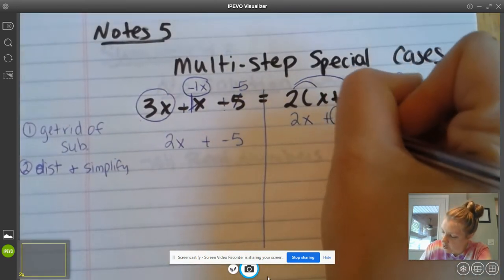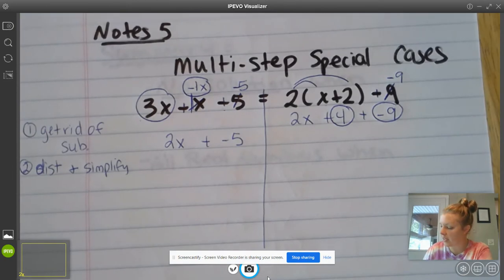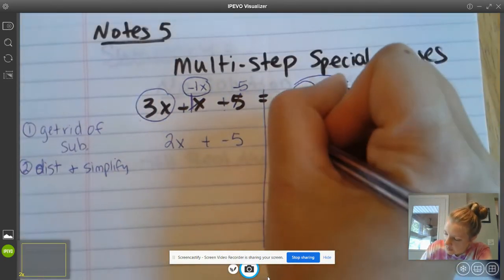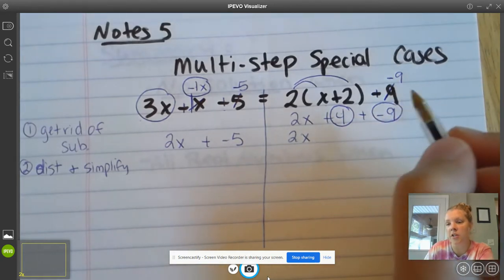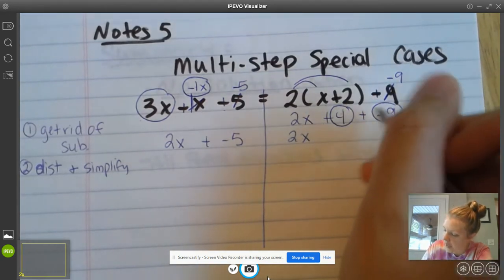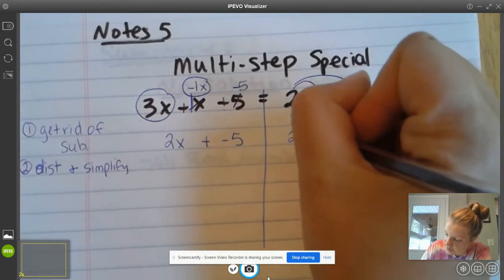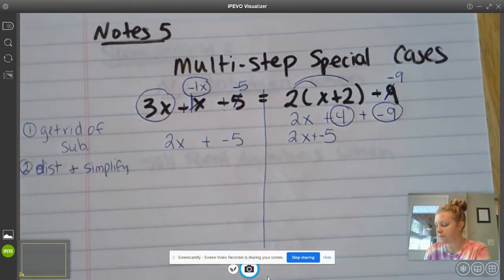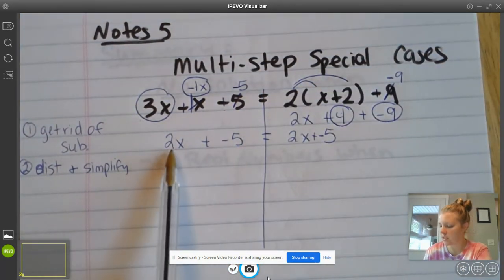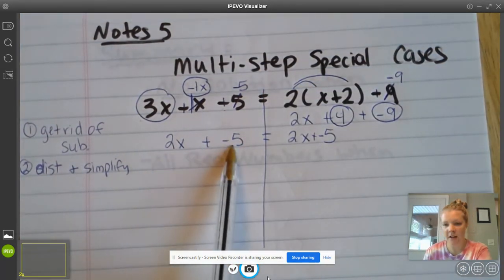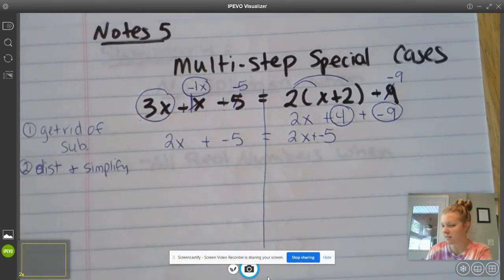I have like terms. My constants are like terms, so I can combine the 4 and the negative 9. And I'm left with 2x, 4 plus negative 9. Those signs are different, so we subtract them. 9 minus 4 is 5. And the 9 is bigger, so it stays negative. And then if you look, you might start to see something curious. You have 2x plus negative 5 on this side and 2x plus negative 5 on this side. That is sneaky.